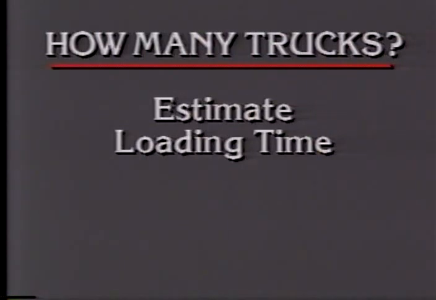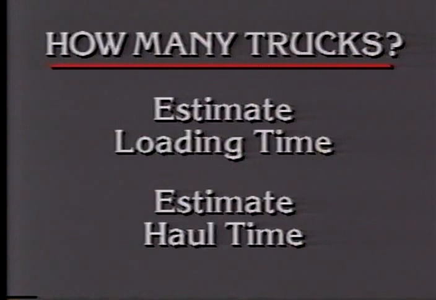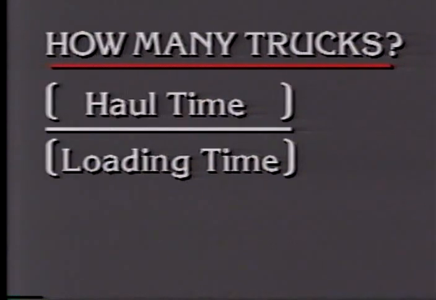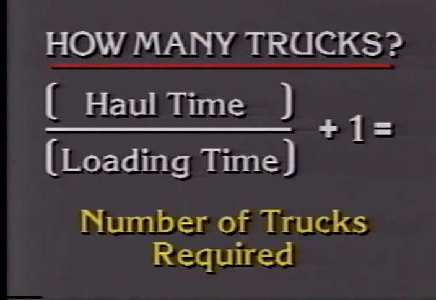First, estimate the time required to load a truck. Then, estimate the round-trip haul time required for a truck to empty a load. Then, divide the loading time into the round-trip haul time and add 1. This results in the number of trucks needed to support the ditching operation. This allows for a continuous moving operation with no delays due to lack of trucks.